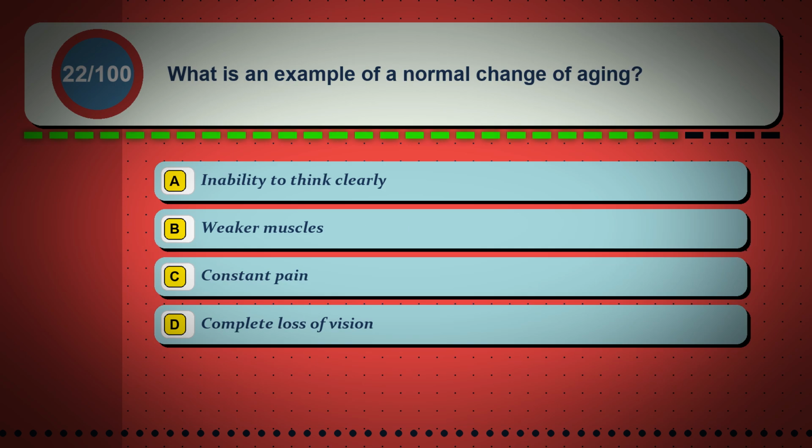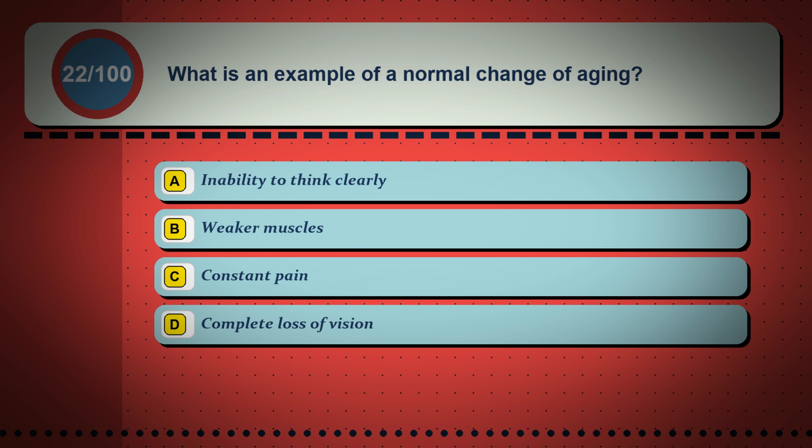Question 22. What is an example of a normal change of aging? Option A, inability to think clearly. Option B, weaker muscles. Option C, constant pain. Option D, a complete loss of vision.